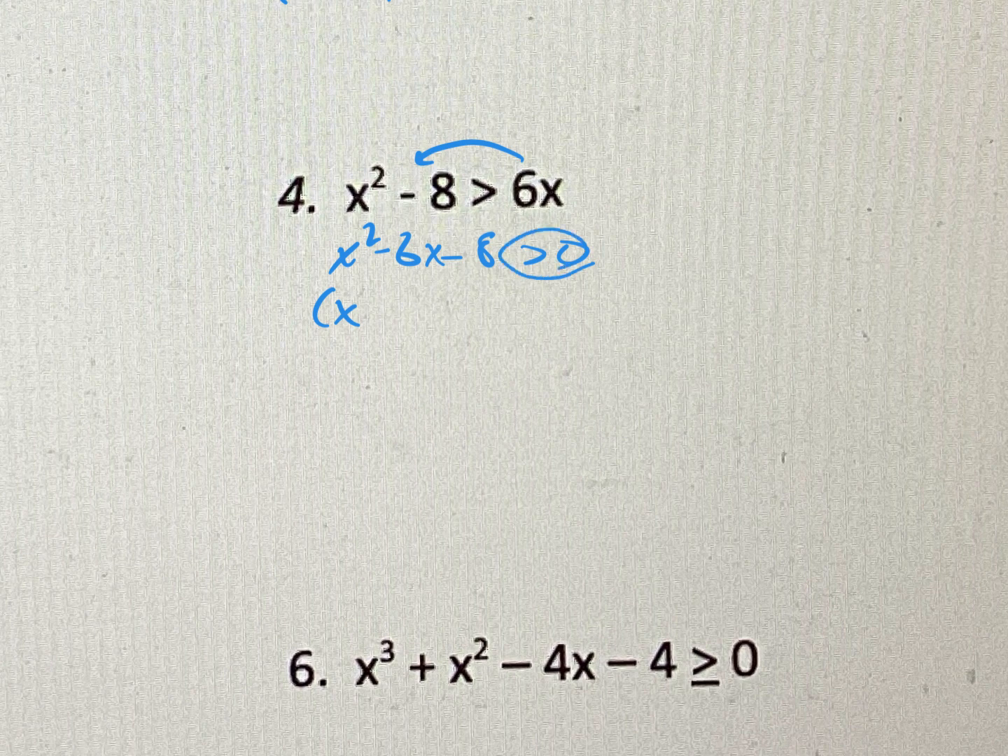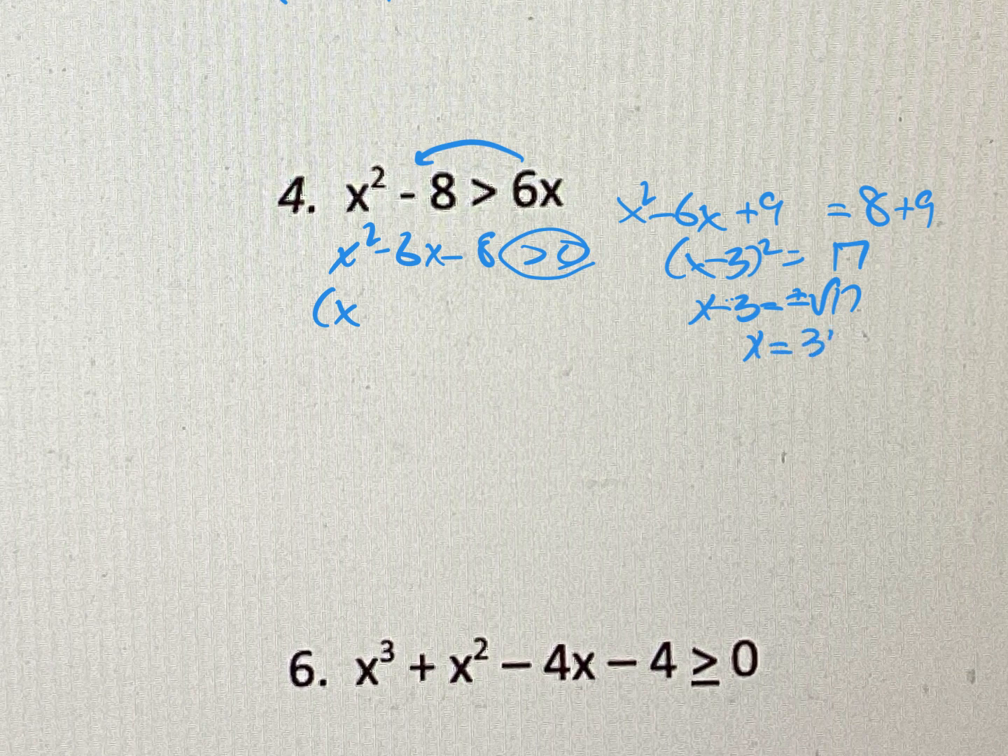So I'm going to complete the square on this one. Move the 8 over. Take half of 6 and square it. 9, that gives me x minus 3 squared over here, and 17 over here. Take the square root of both sides. And move the 3 over. And I get that right there, which is pretty darn ugly.